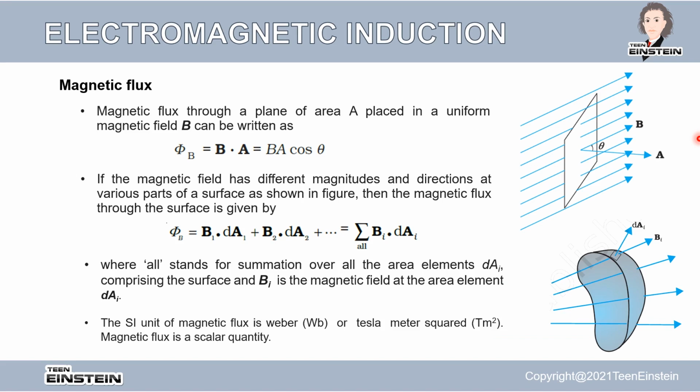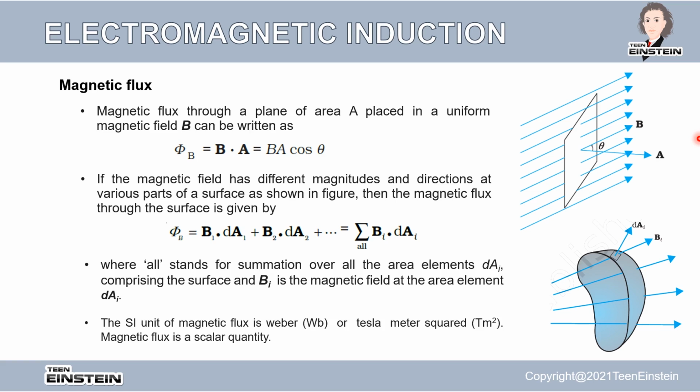Before going further into electromagnetic induction, we need to understand what is magnetic flux. We have studied what is electric flux already, and we defined it as E multiplied by A, where E is the electric field strength and A is the area. So flux is nothing but the area multiplied by the electric field strength. It's a dot product of two vectors.